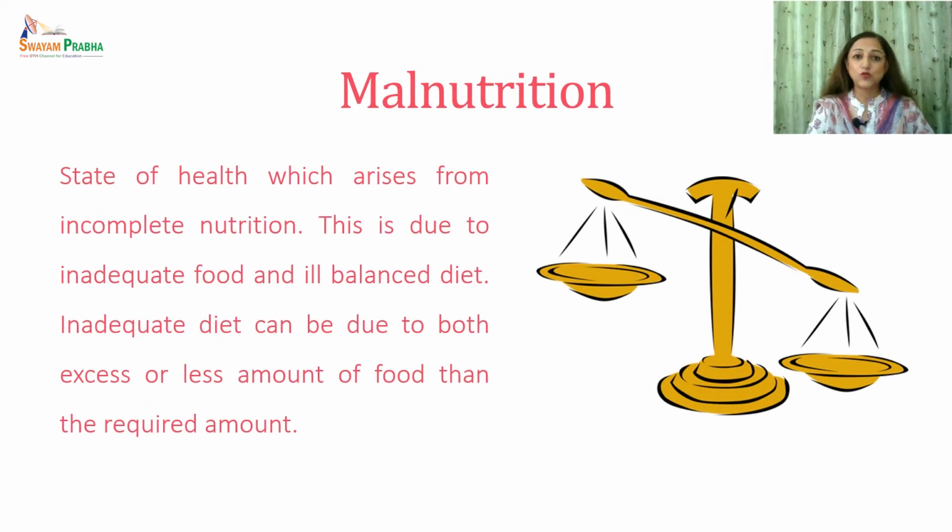This brings us to another term, that is malnutrition. Now, what is this malnutrition? It is a state of health which arises from incomplete nutrition. It is due to inadequate food or ill balanced diet. Inadequate diet can be due to both excess of intake or less amount of food than the required amount. So this is known as overnutrition or undernutrition. Let us see what are these terms.